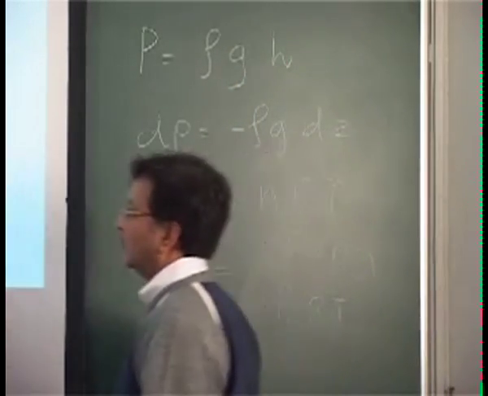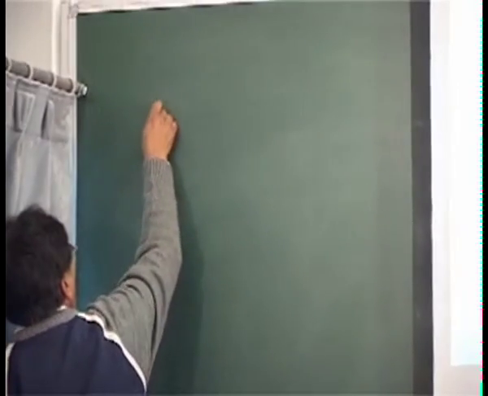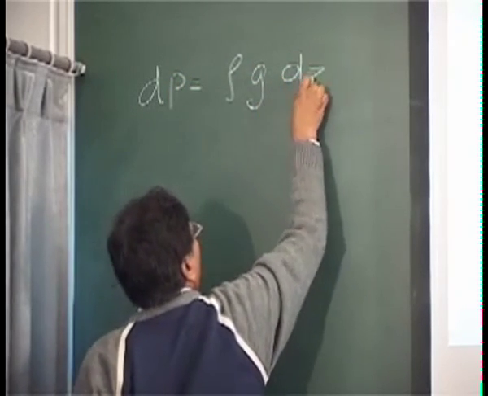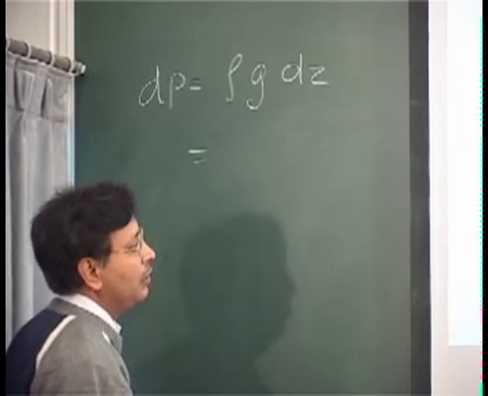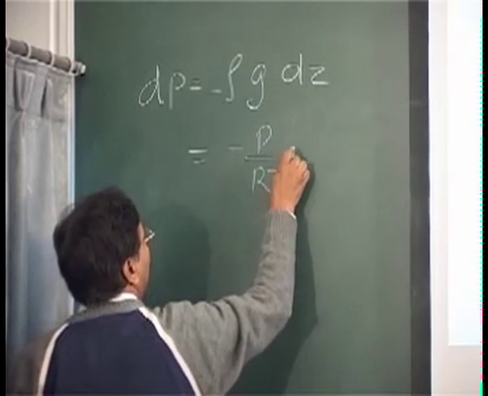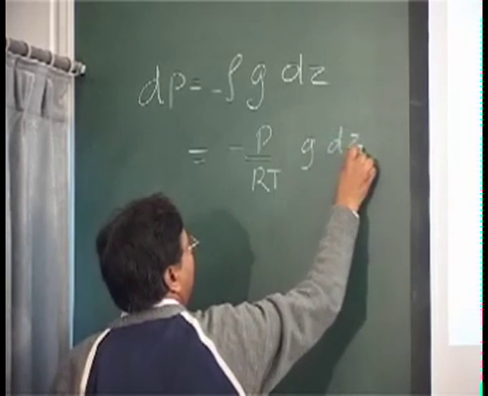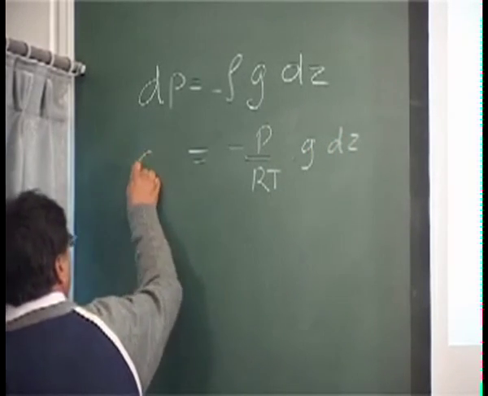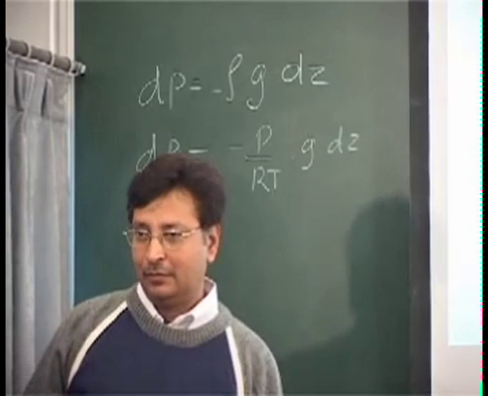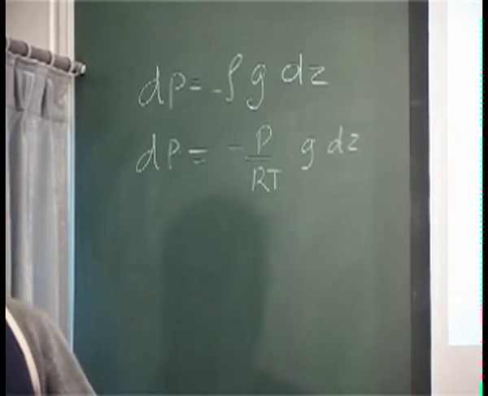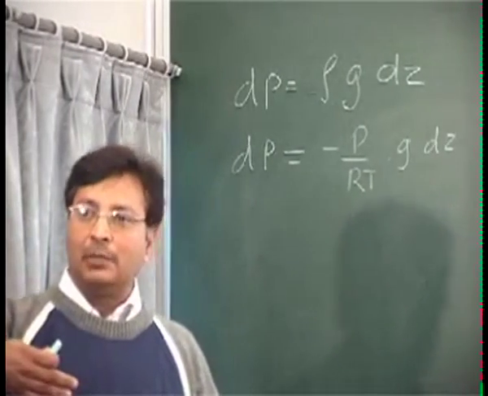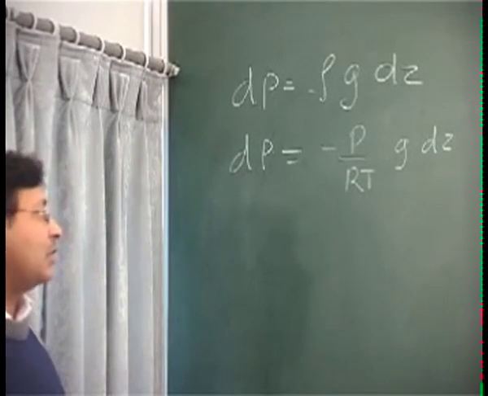So then what can I do? What was it about this thing? dP was rho g dz. What is that rho we got? P by RT g dz. And dP. I can find out the pressure, what will be the pressure that will change as the height changes. Take any height, initial condition as Z1, Z2, and pressure as P1, P2. And please tell me what expression you are getting.